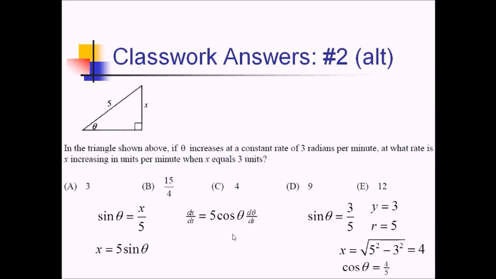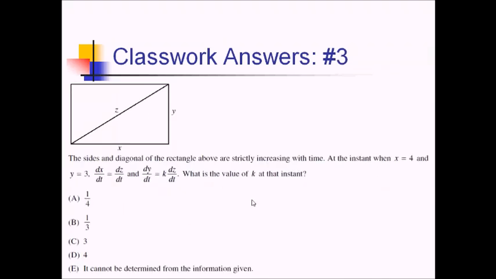We can then substitute 4/5 in for this cosine of theta. So we've got 5 times 4/5 times 3. The 5's cancel, you just have 4 times 3, which is 12. Again, answer choice E.